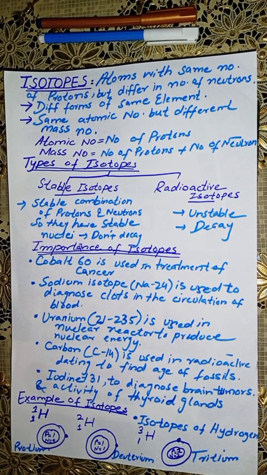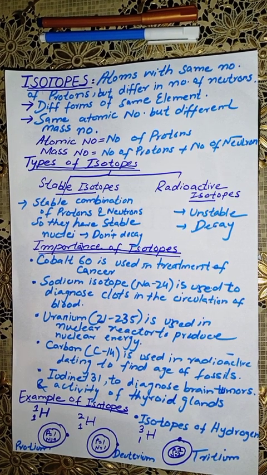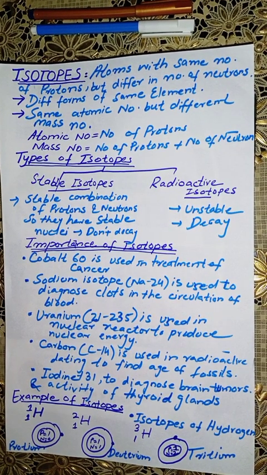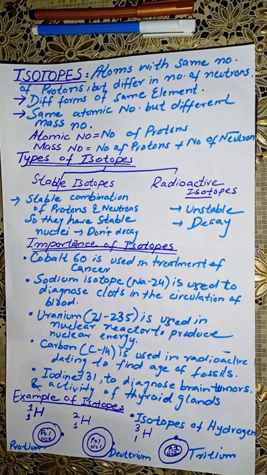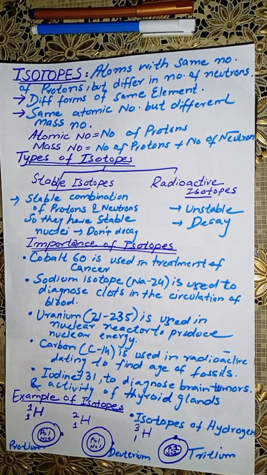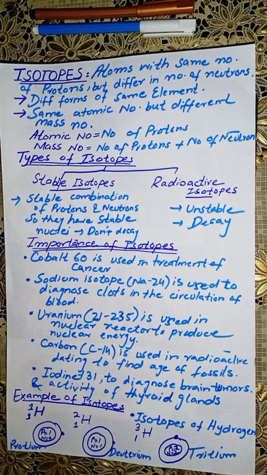Today, I will teach you about isotopes. Let's begin with the introduction to isotopes. What are isotopes? The definition of isotopes is: isotopes are atoms with the same number of protons but different number of neutrons.